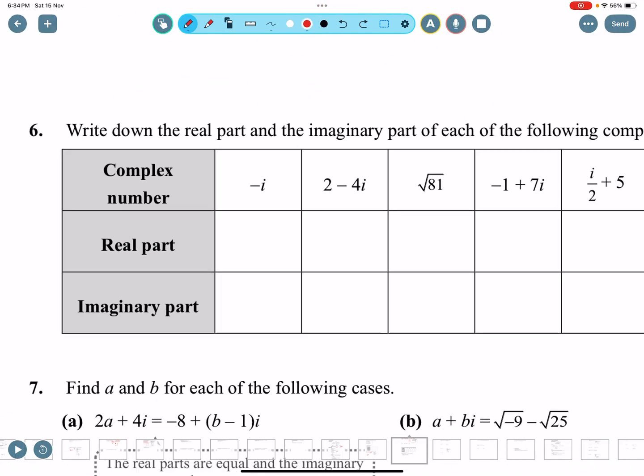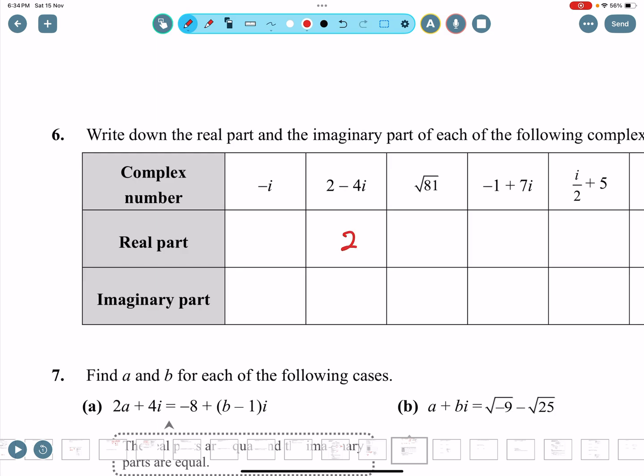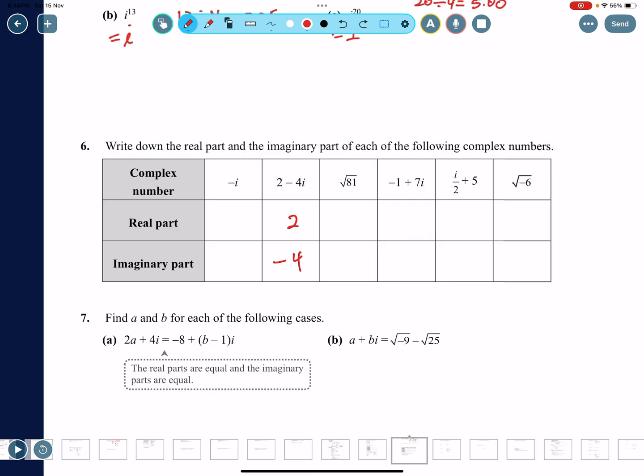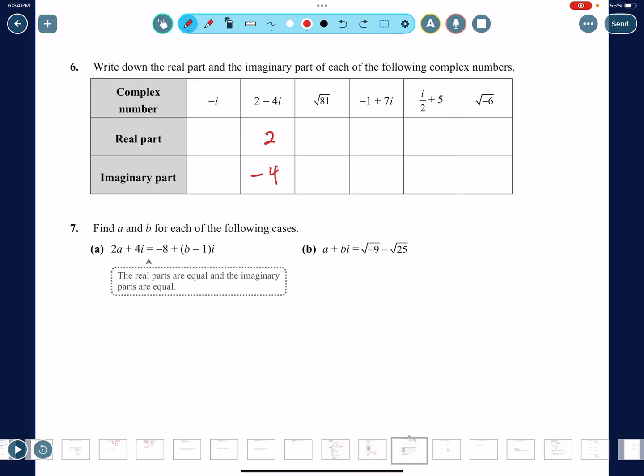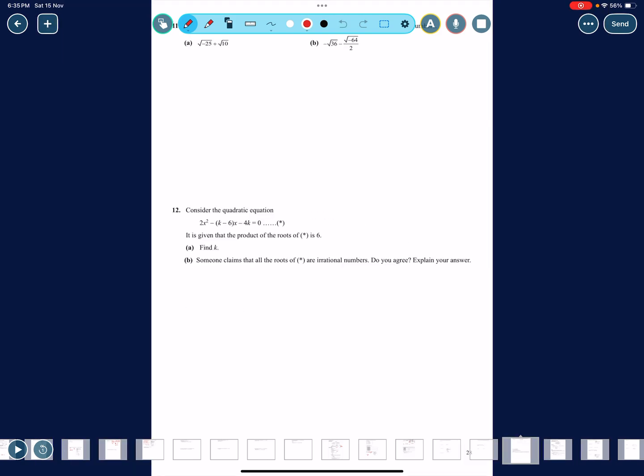Okay, so just real quick here. The real part here is 2. The imaginary part here is -4, because -4 is next to i, being multiplied to i. Sometimes there is no imaginary part. For example, here, square root of 81 is just simply 9. If there's no i, then it's 0. Okay, how many different questions are there?